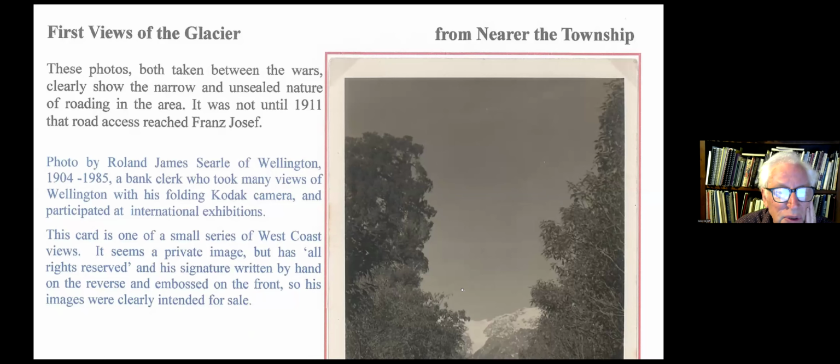This is just a partial view because this is a half page from my exhibit, if you like. It's a 48-page exhibit. So this one is the top half, and the photograph is taken by Roland James Searle. I've got some information about him, how he took the pictures using a folding Kodak camera, and that he was an international photography participant. So again, that's more of the technical information. Up the top in black is my storyline, and all this blue stuff, as I said on page 1, is technical information about this particular item. The rest of it's down the bottom of the page, which you can't see.